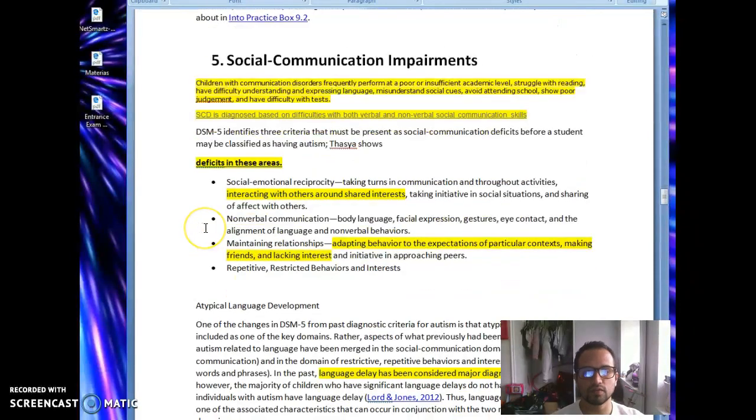to understand the material. Number five is social communication impairments. This issue speaks for itself. The problem is communicating with others. They perform very poorly at the academic level, and, like it says in my notes, they have difficulties reading, understanding, and expressing language. This will have a serious impact academically if they don't understand what's being presented to them.